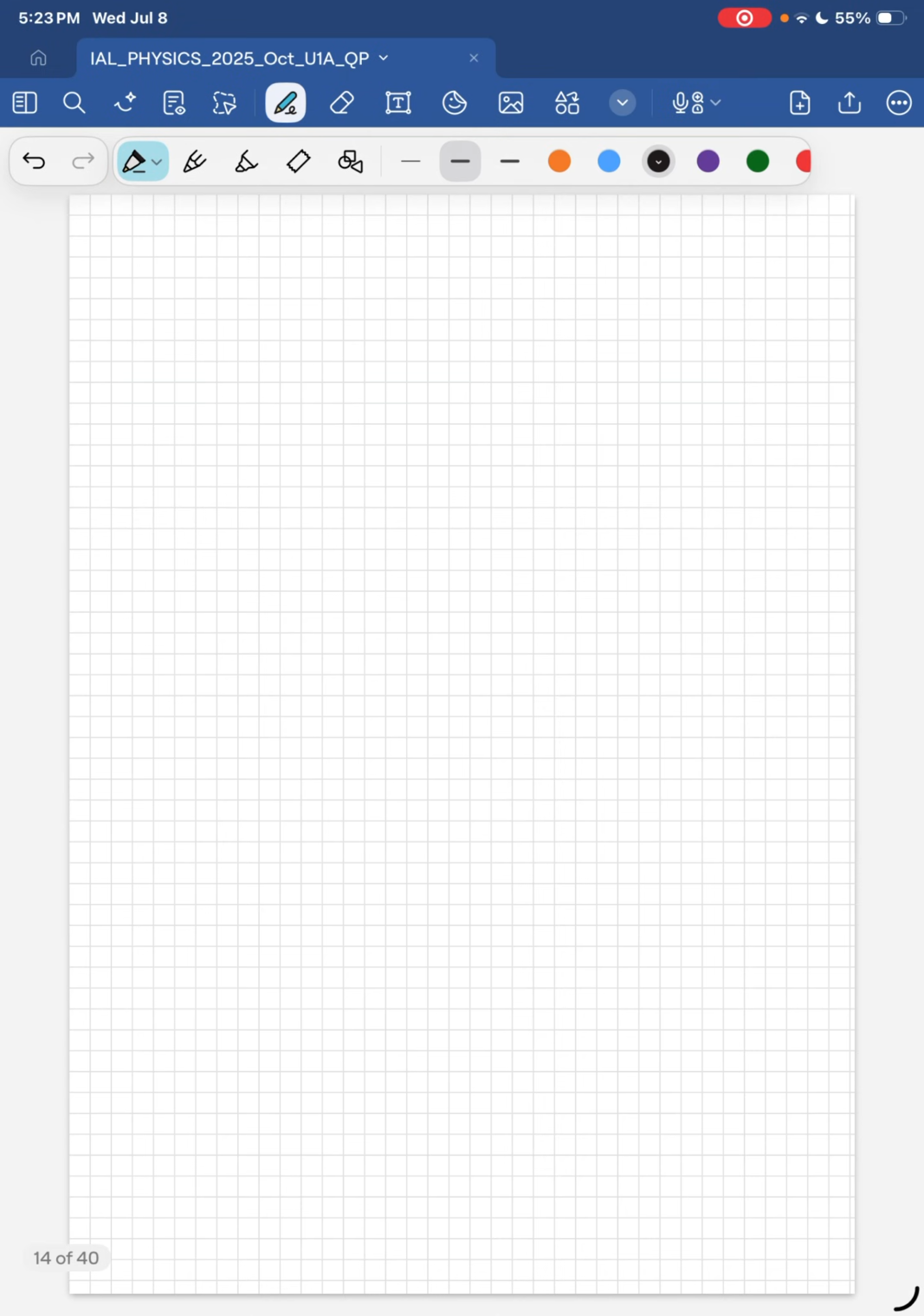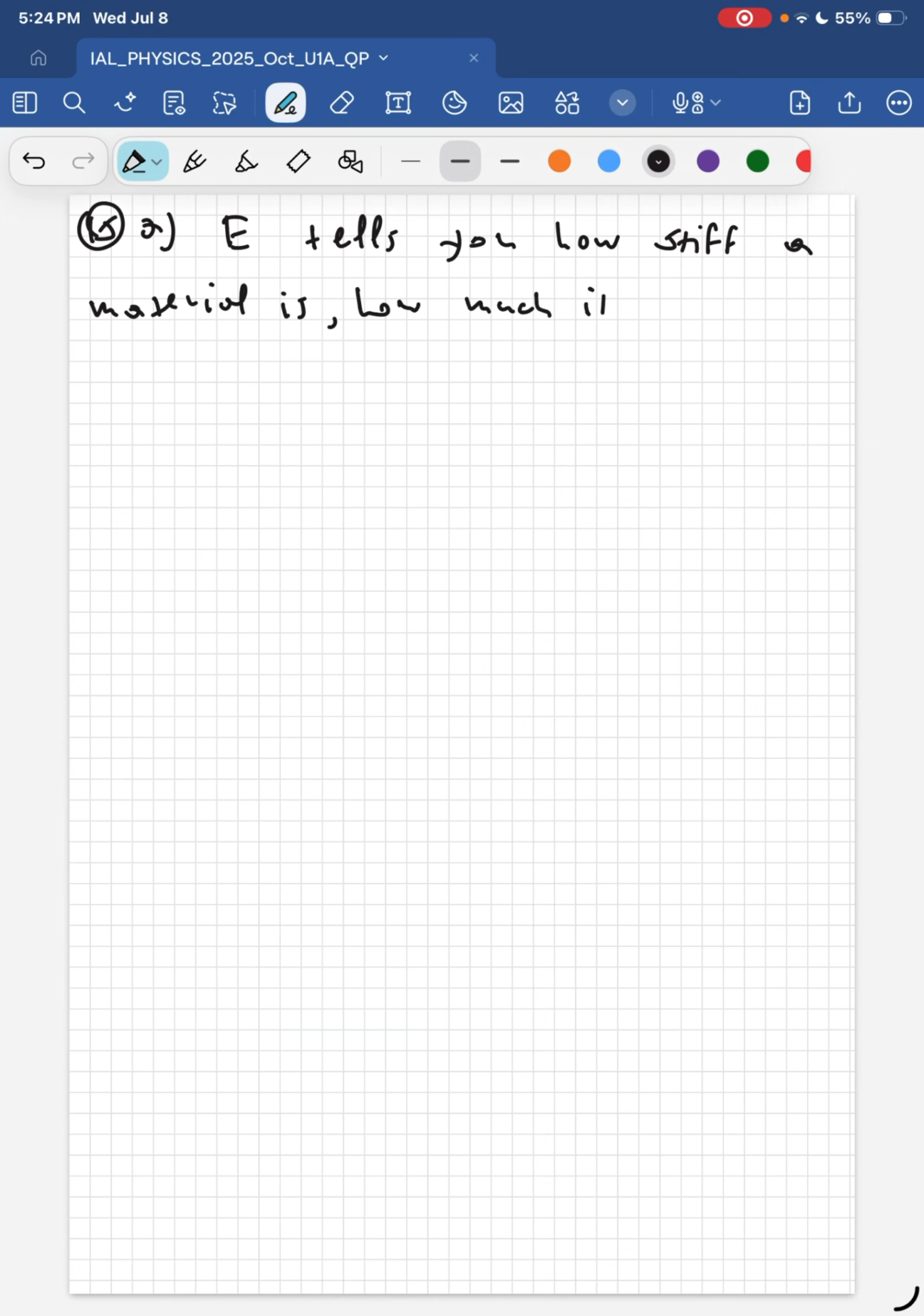Okay, let's create a clean page so we have space to write. So the Young modulus E tells you how stiff a material is and how much it resists stretching.